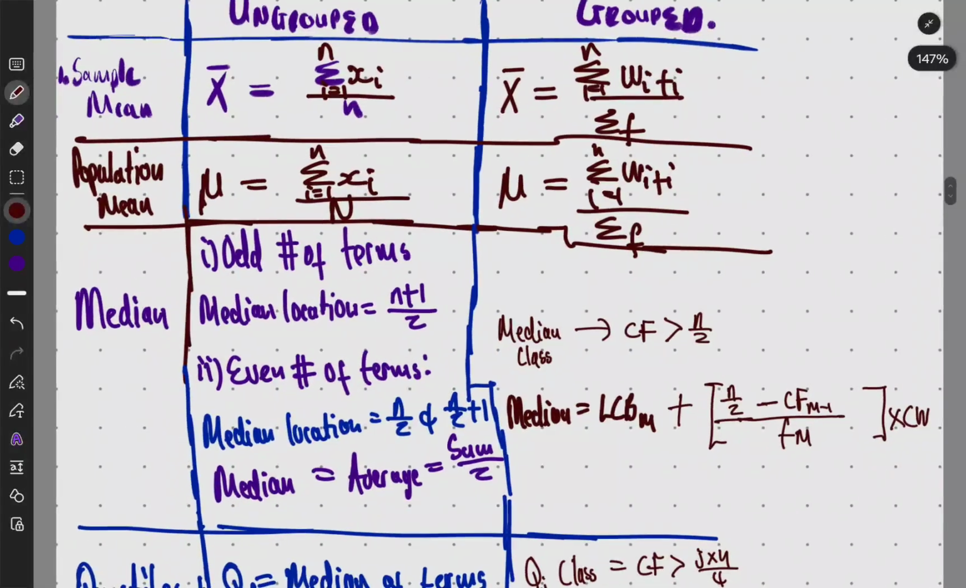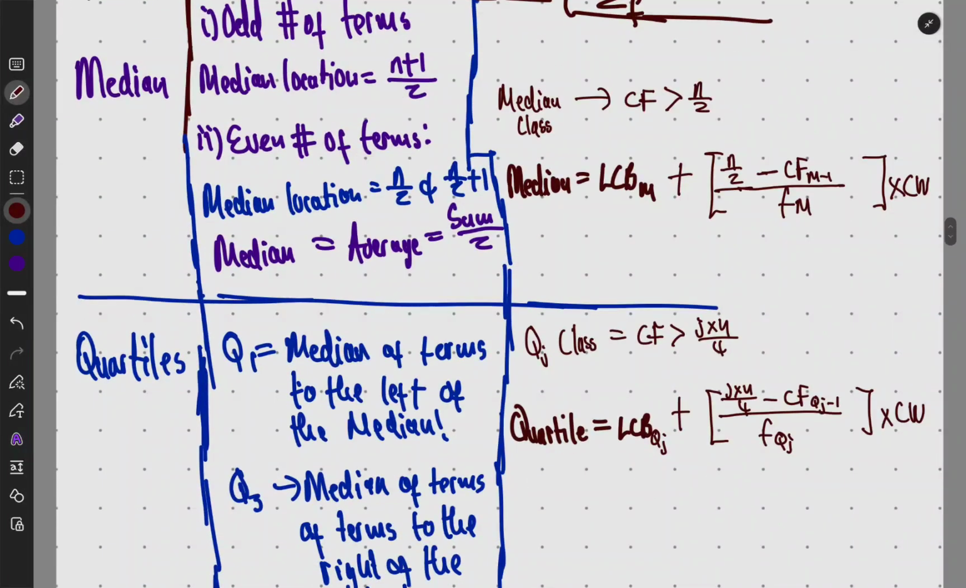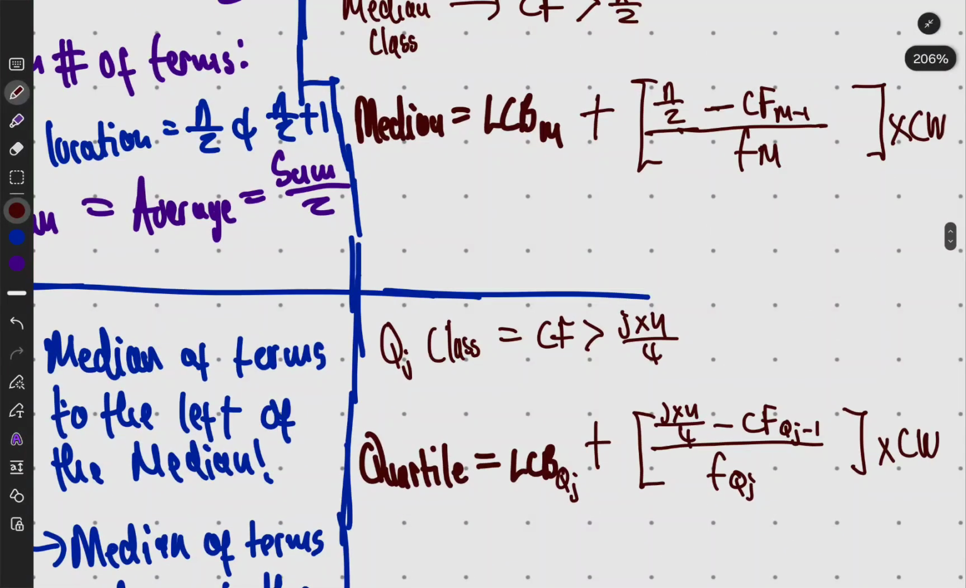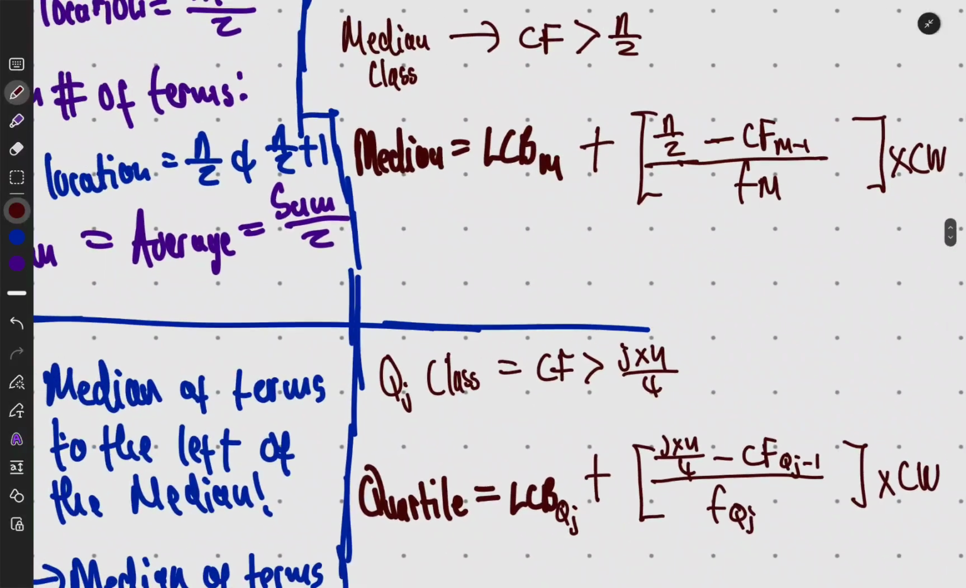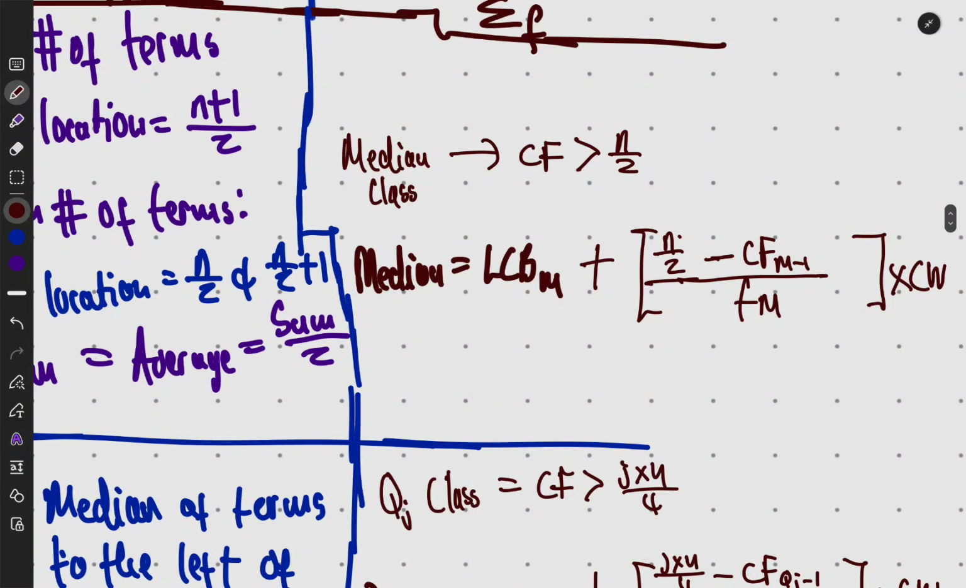Look at how well you've done. I hope you remember the formulas. Lower class boundary at the start, plus in the middle, you put that big fraction there, and at the end of the fraction, you multiply by class width. Then inside your fraction, you divide by frequency. Then you have n over 2 for median, jn over 4 for this. Then we just subtract the cumulative frequency of the class before the quartile. Here's the cumulative frequency of the class before the median. And you are done. This is enough.